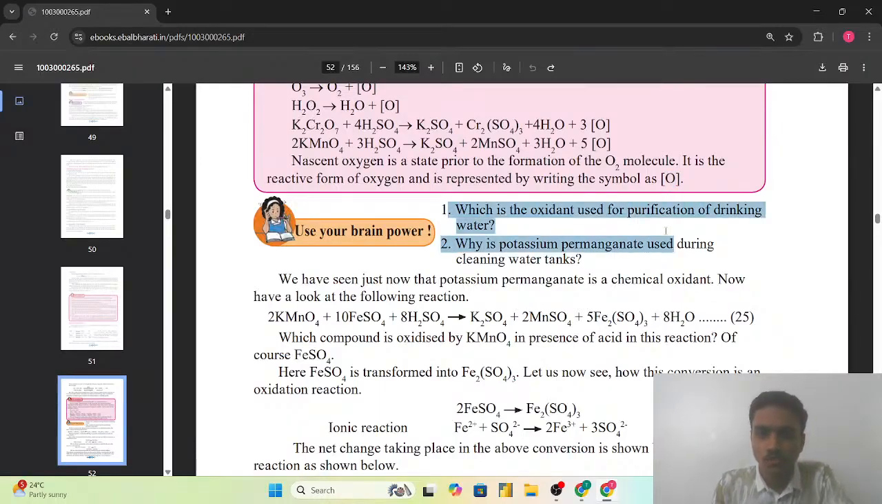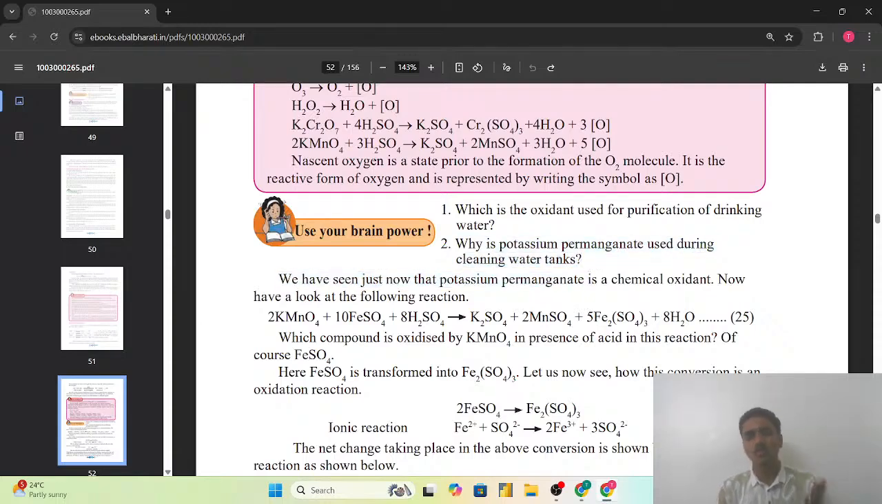Which is the oxidant used for the purification of drinking water? Why is potassium permanganate used during cleaning water tanks? These are the two questions. And about this also we have studied in the lower classes and we are going to study about this in the remaining part also. तो चलिए देखते हैं.